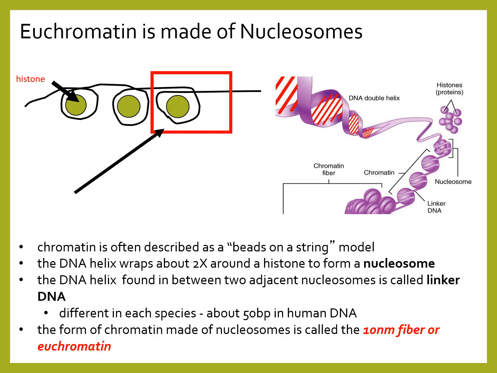The DNA helix, which is found in between adjacent nucleosomes, is called linker DNA. I'm going to box in what the linker DNA is right here. So here's linker DNA. Here in this picture I've drawn 3 nucleosomes all in a row, and the DNA helix that links these 3 nucleosomes is called linker DNA. The amount of linker DNA between nucleosomes depends on the species. That's about 50 base pairs in human DNA. It might be a little longer or a little shorter in another species. What I've diagrammed right here is a type of chromatin called the 10 nanometer fiber, or euchromatin.